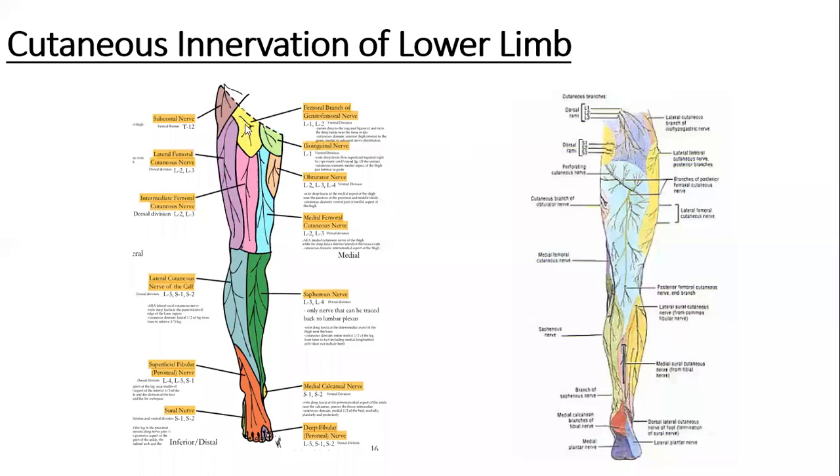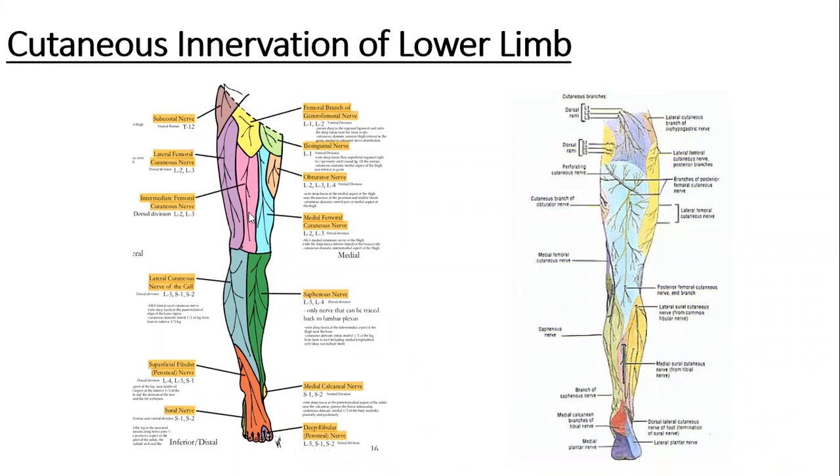Lateral to medial anteriorly, we have the subcostal nerve, right? And then in the middle, the femoral branch from the genitofemoral nerve, and then the upper inner medial aspect of the thigh is supplied by the ilioinguinal nerve. Then further down on the lateral side anteriorly, we have the lateral femoral cutaneous nerve.